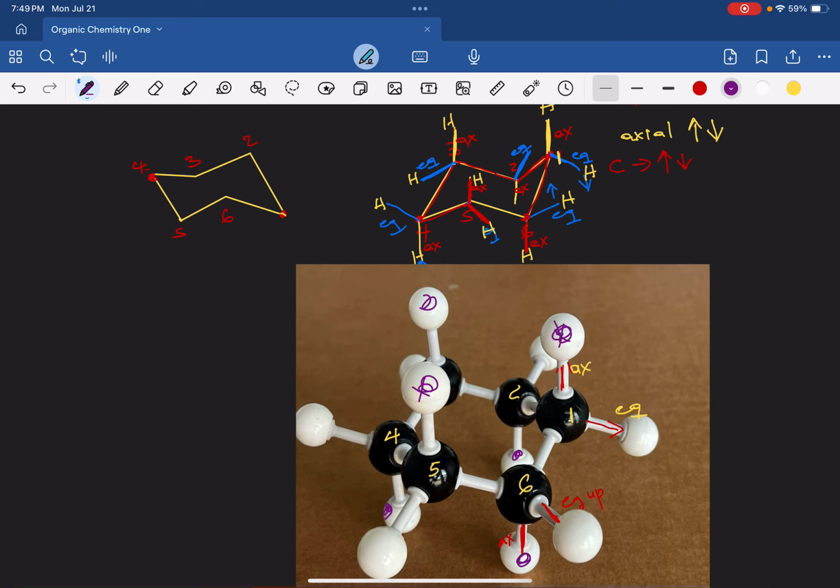So these are the axial bonds. Everything else that is hanging off, I'll give it red. These are your equatorial bonds. They hang off on the side. They point up and down, yes, but they chill out on the side of the ring. That's how you draw your chair conformations.